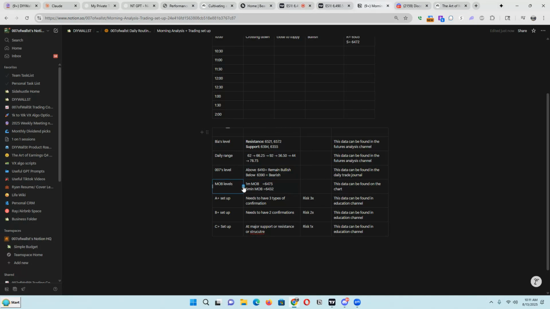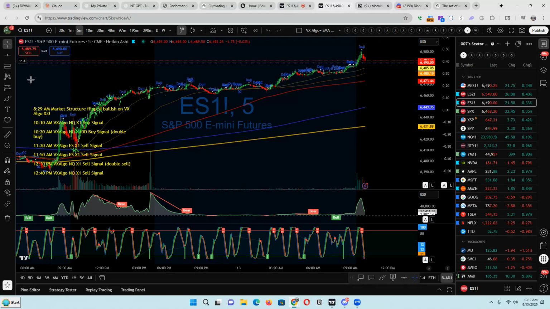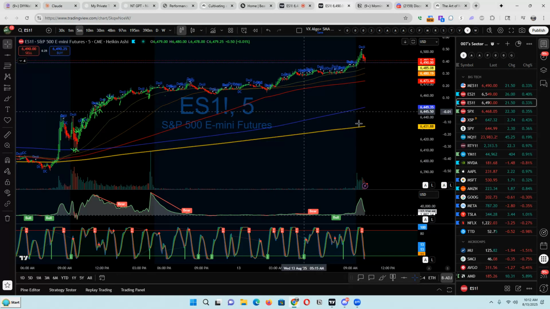Then we have our MOB levels. MOB levels are usually on the TraderVate chart, and we're always watching the TraderVate chart from 1 minute, so we always know what the 1 minute MOB is. But if you want to find out the 5 minute, you just need to switch the time frame on the chart, or you can look at the TradingView chart, which also gives you the data. And the MOB level is our big level here on our TradingView script algo.